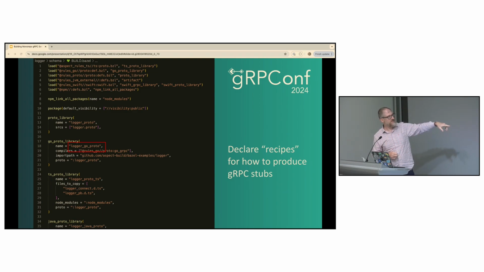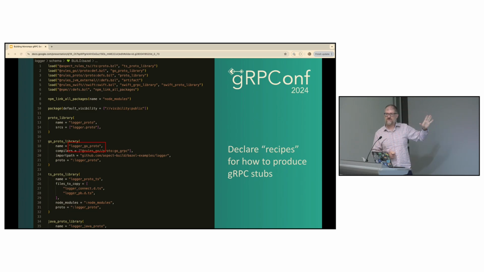Then for each language, we tell it, okay, for Go, we're going to run, compilers on line 19 basically points to where Bazel has been told to find the Proto-C gen Go plugin that it needs to run to do the Go code generation. And then TypeScript on line 24, Java on line 34, etc. So this is going to tell Bazel how to do the code generation. It's not going to perform the code generation. So this is a recipe.